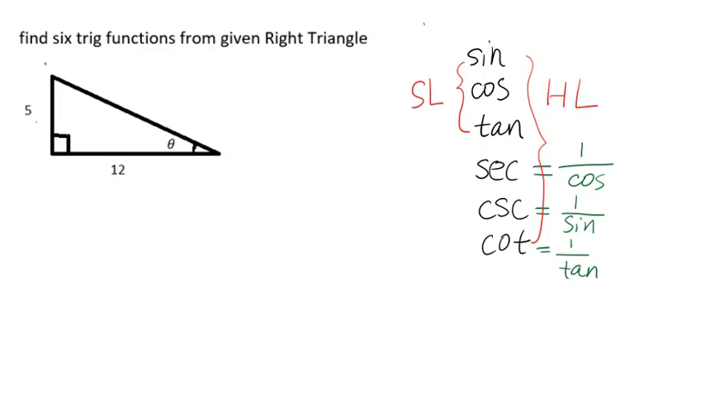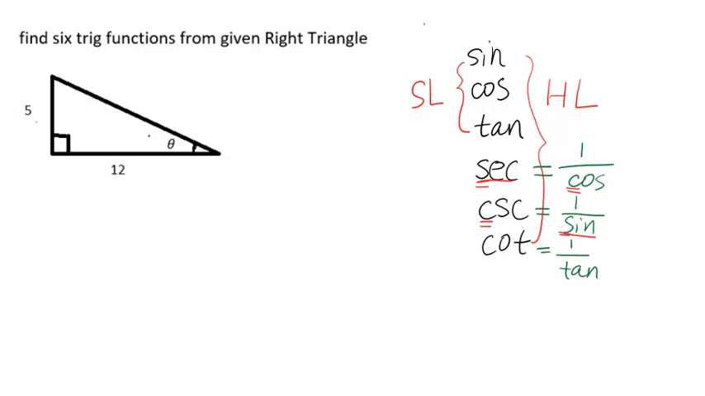Don't confuse secant and sine. Secant is the reciprocal of cosine. Pay more attention to the first letter. Here's the S and here's the C, they are different. For cosecant and sine, the first letter is different.